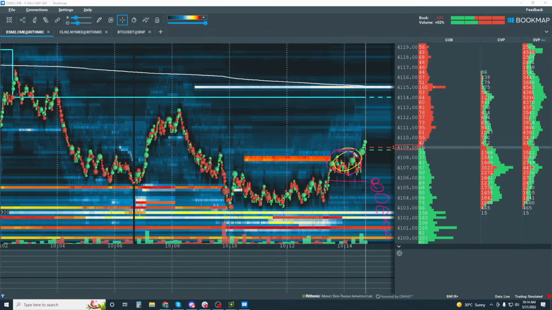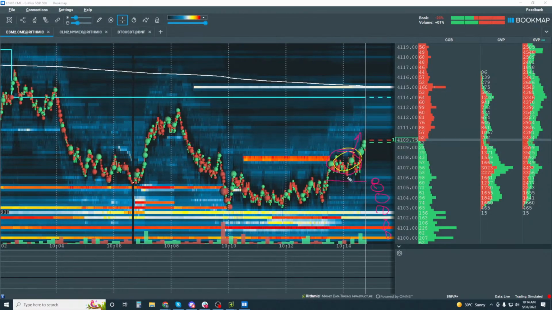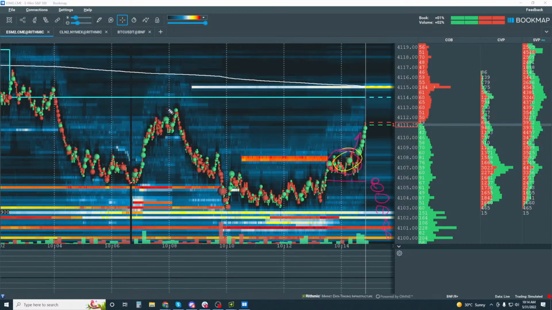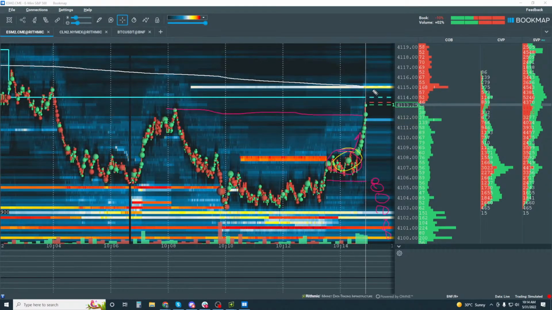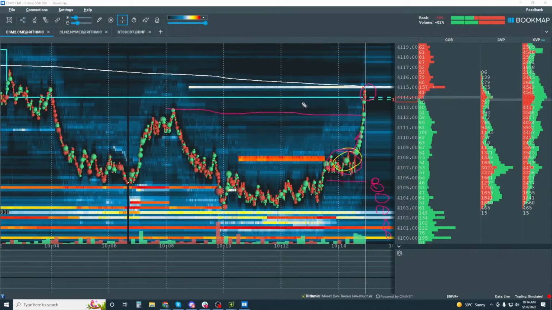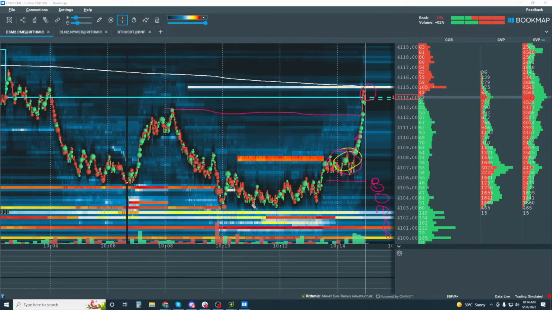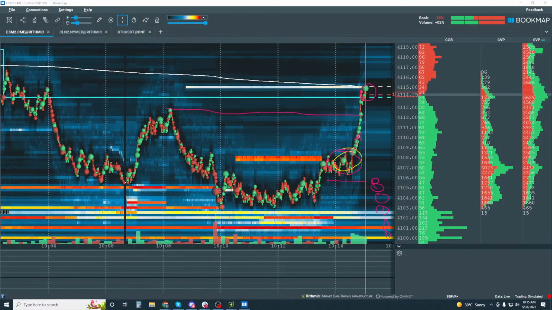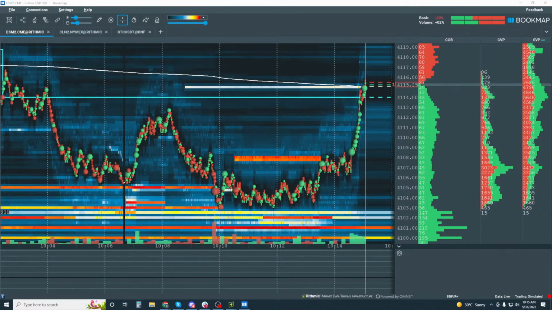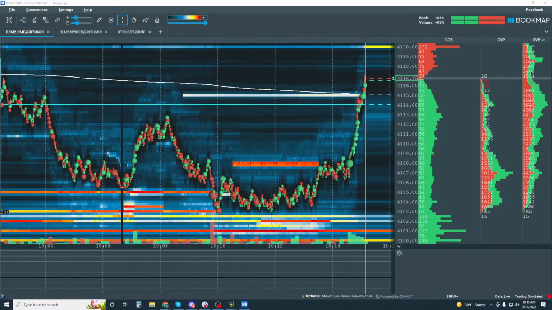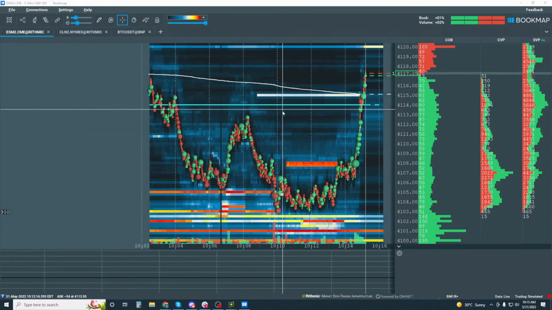You can see that we're still finding buyers here, still trying to push it. Our next area is top of the range, VWAP. Well, we're already there. VWAP and point of control. So we're waiting, we're watching, and these areas can be very tricky, as you can see. Hold on a minute. Let me get out of the pen. There we go.